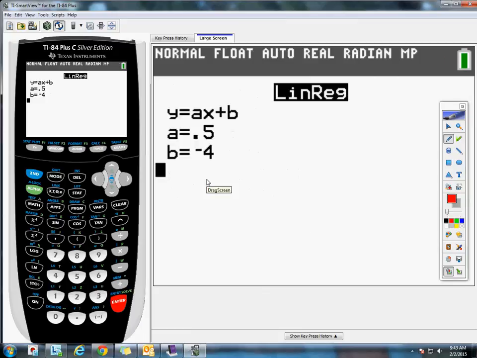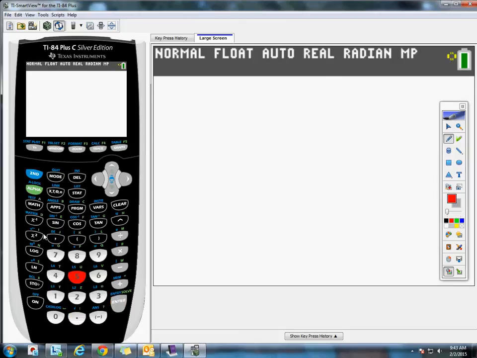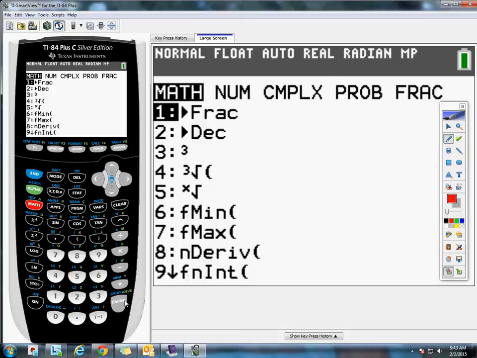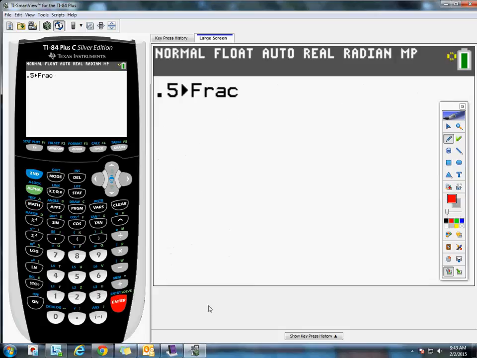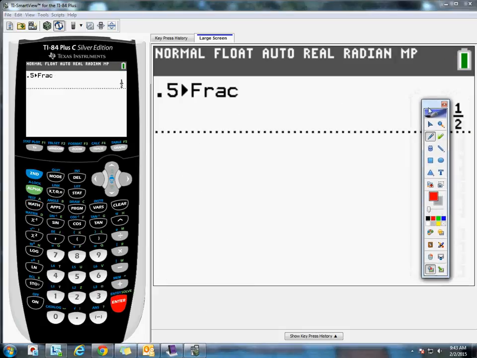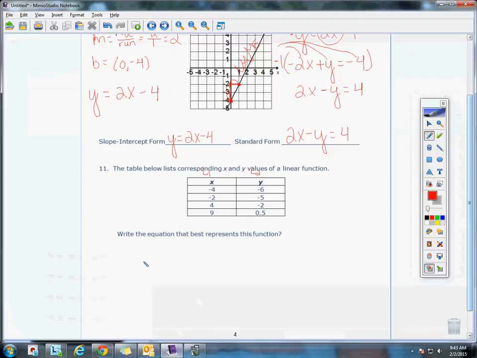So we have y equals 0.5x minus 4. We don't want decimals, so you can type that in, 0.5, and hit Math and Enter. If you're not sure, if you can't remember what fraction that is, it'll give it to you over here, that is 1/2. So my equation then, y equals, it's a positive 1/2 x, and that y-intercept was a -4. Okay, so again, this was just doing it by using stat edit.